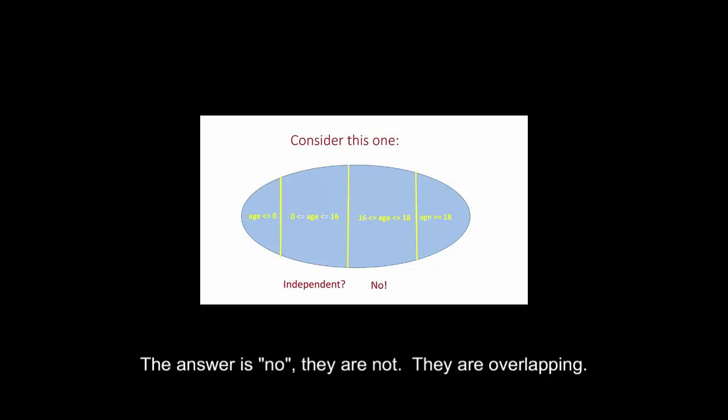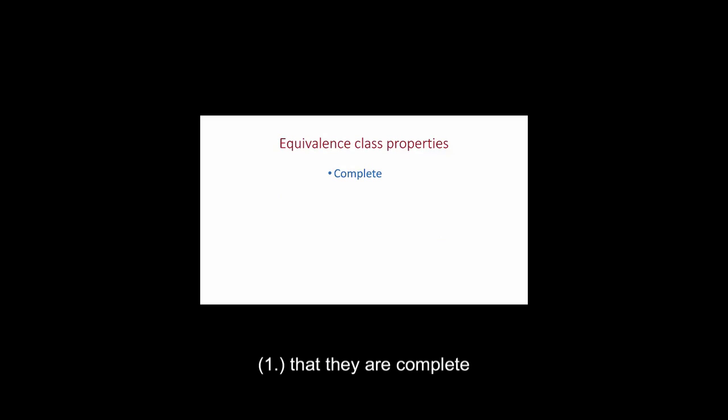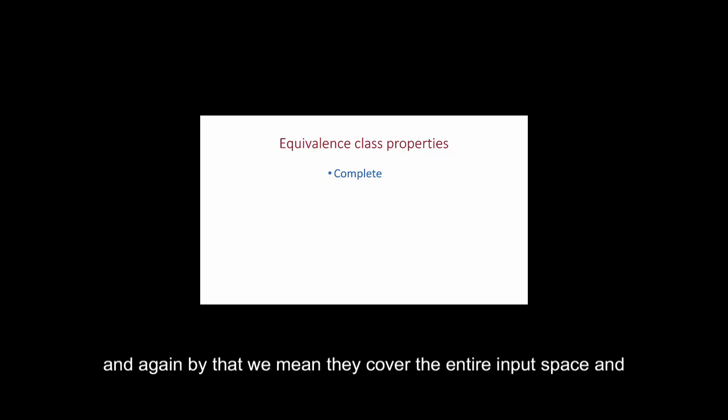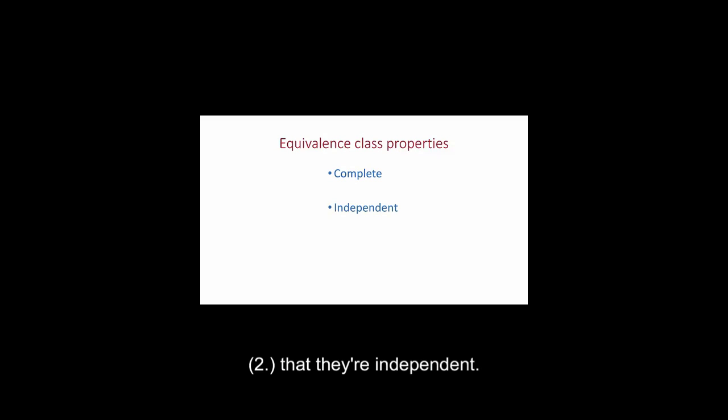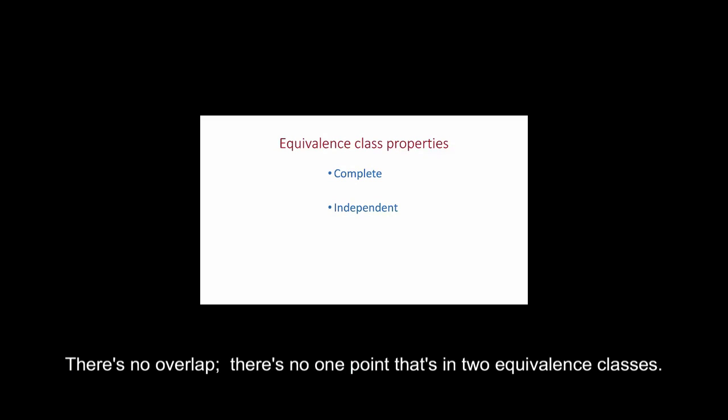They are overlapping. Any set of equivalence classes needs to have two properties. One, that they are complete, and again by that we mean they cover the entire input space. And secondly, that they're independent, that there's no overlap. There's no one point that's in two equivalence classes.